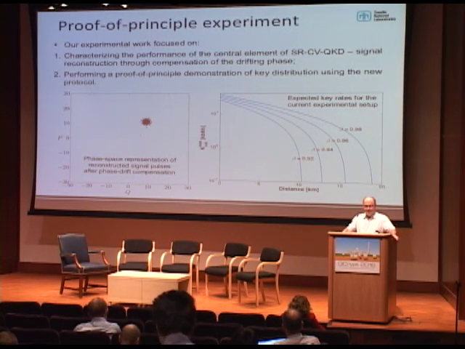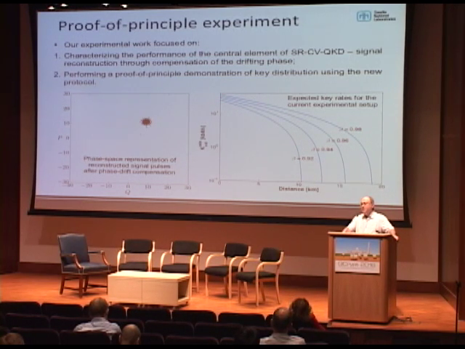You see that we characterized the performance of the central component of this approach, signal reconstruction through compensation of the drifting phase. On this plot, the phase space is a representation of the reconstructed signal after phase drift compensation, also performing the proof of principle demonstration. And the plot on the right shows expected key rates for the current experimental setup with different values of reconciliation efficiency.